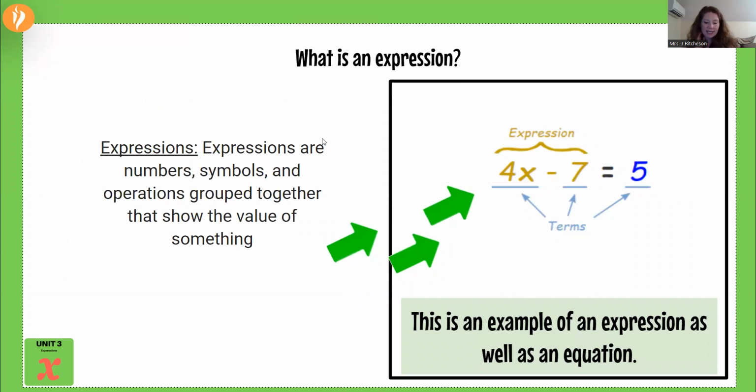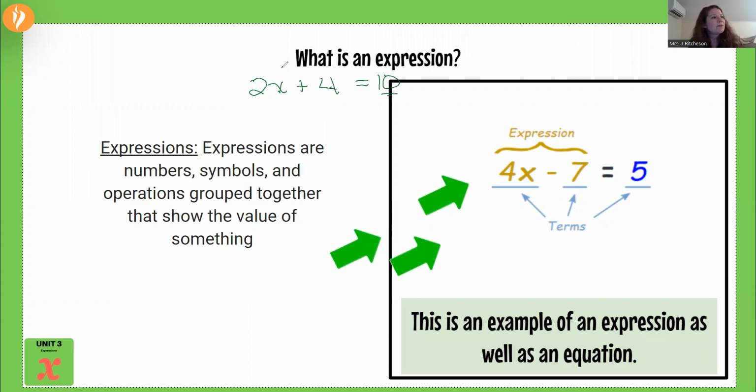All right, so what is an expression? An expression differs from an equation because an equation has an equal sign. Okay, I don't really like this example because this whole thing does have an equal sign. So if you have an expression like 2x plus 4, that is an expression. There's no equal sign, right? As soon as you put an equal sign on it, this expression has just turned into an equation. And when you have a value, you can actually figure out what the value of this variable is.